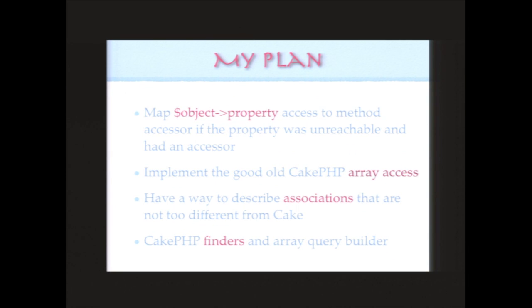I will map object properties to accessors. So no matter if your property is protected or private, you will get it. I will implement the good old CakePHP array access. So if you want user, sub, username, you'll get it too. And I want a way to describe associations that are not too different from Cake. And I want CakePHP finders. I want you to use arrays for finding.